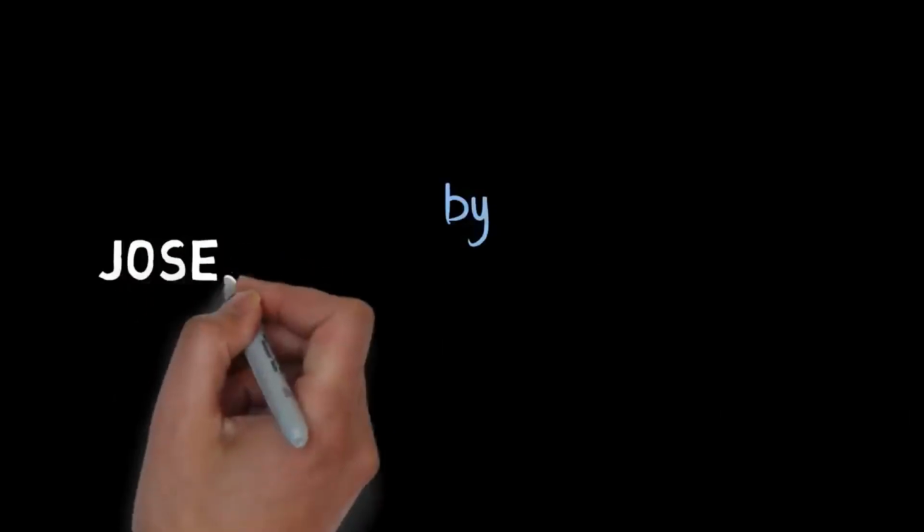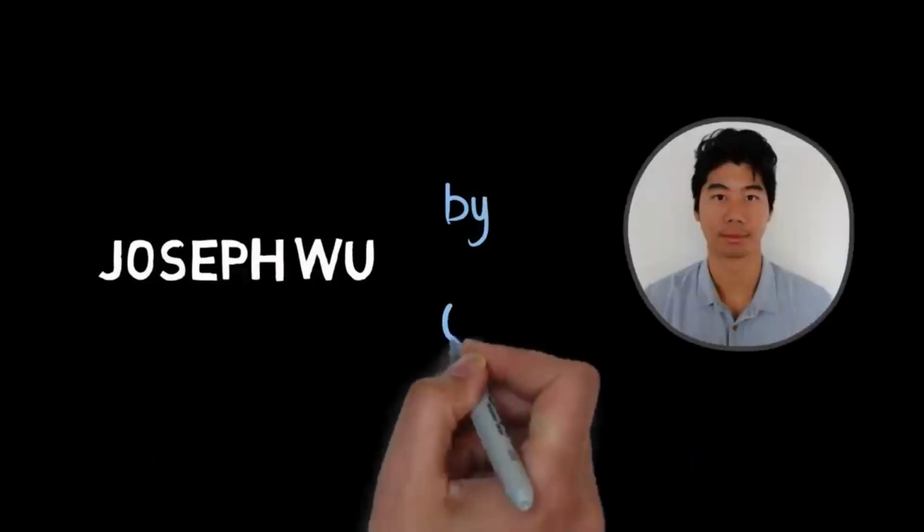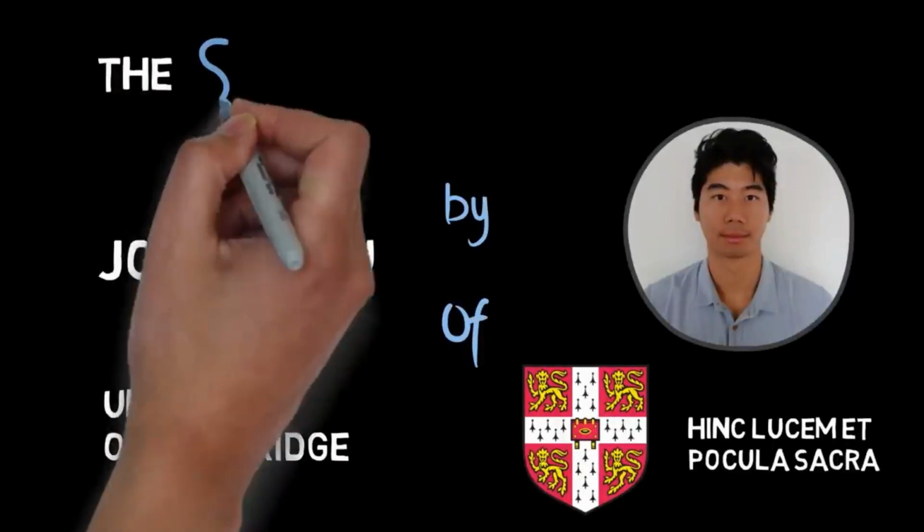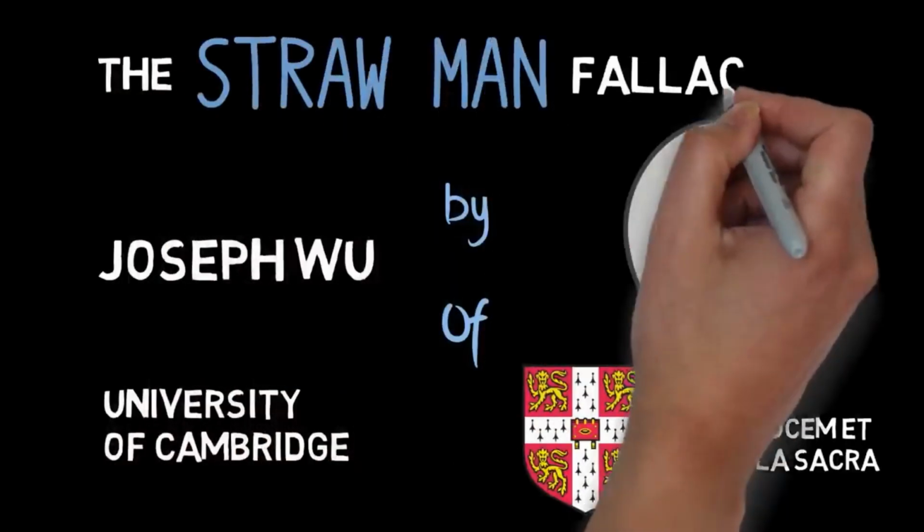Hi, I'm Joseph Wu, and I'm a philosophy graduate student at the University of Cambridge. In this video, I'll explain the strawman fallacy, an informal fallacy that comes up all the time.